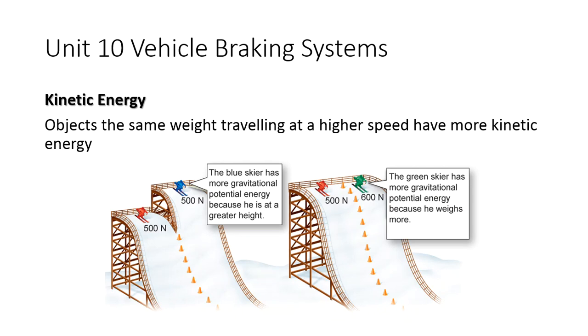It probably makes sense that two objects of the same weight, travelling at different speeds, will have different amounts of kinetic energy. The example on the left here of the blue skier starting from higher up has more potential energy because he's at a greater height, and therefore will achieve a greater speed on the way down, therefore greater kinetic energy.